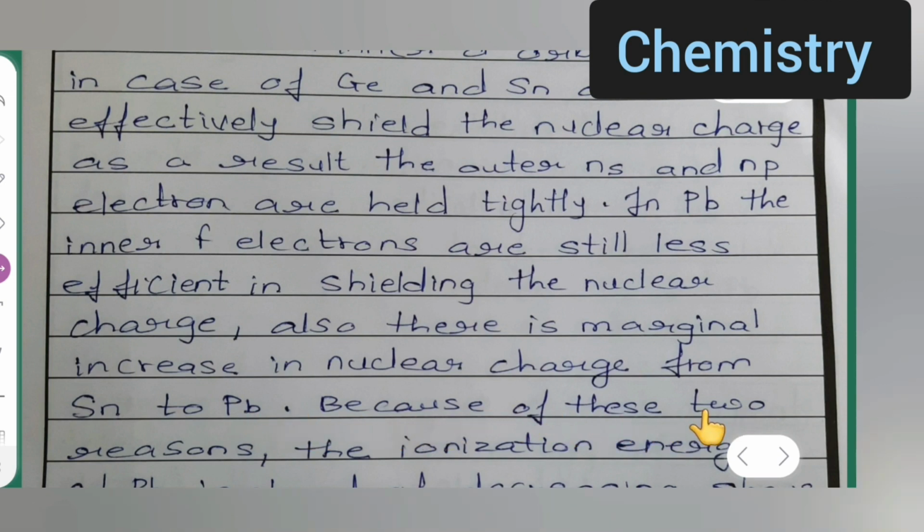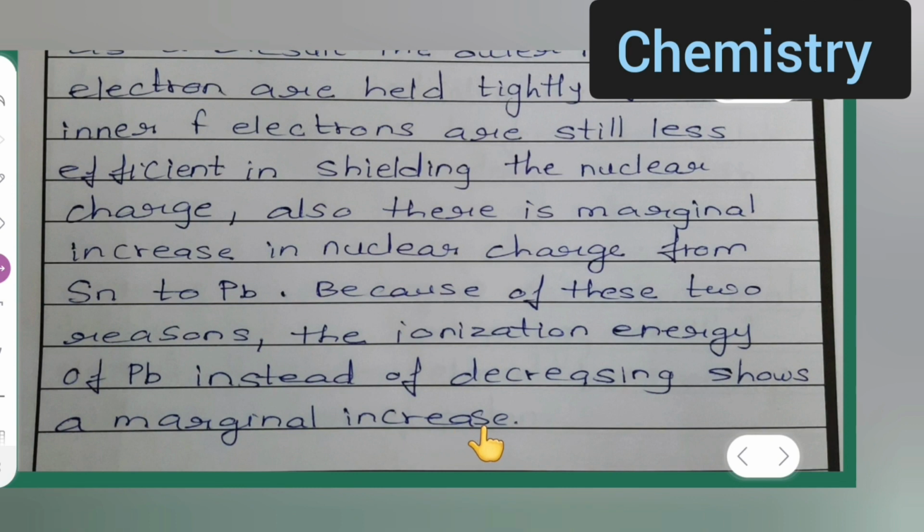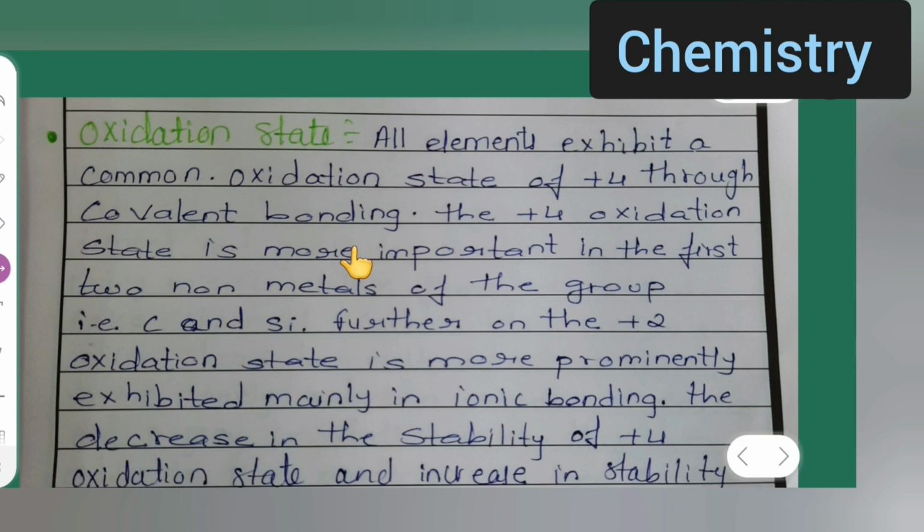Because of these two reasons, the ionization energy of Pb, instead of decreasing, shows a marginal increase. Okay, you all can take down all these notes. I hope this is clear to you all. Okay, next moving towards the oxidation state.